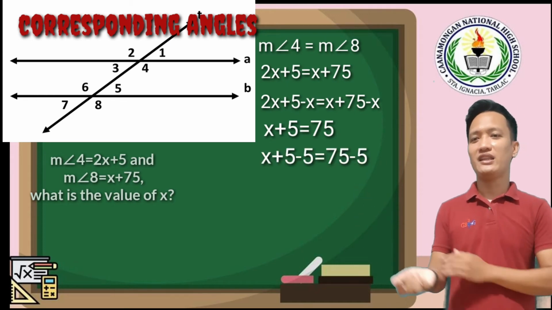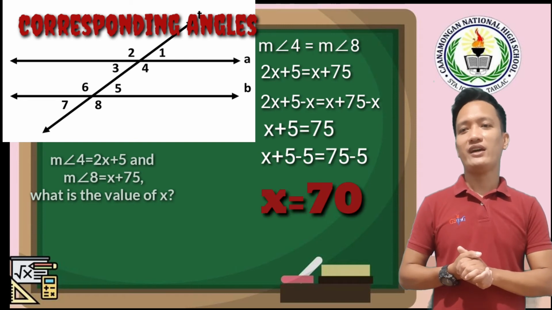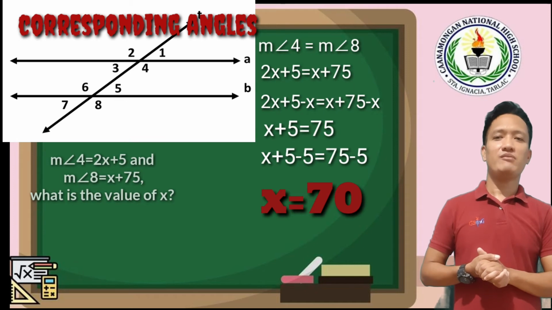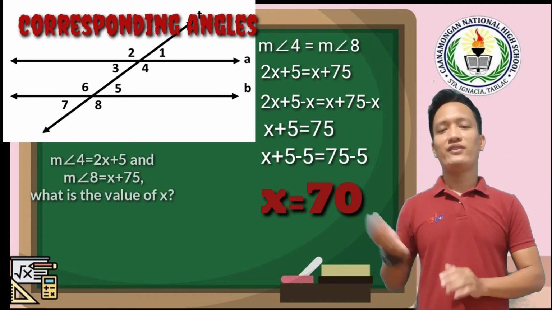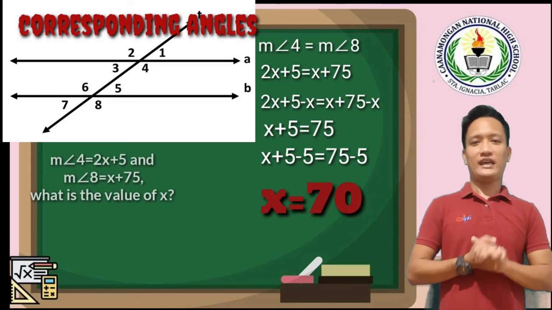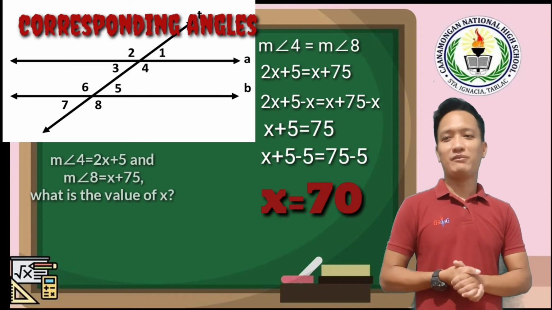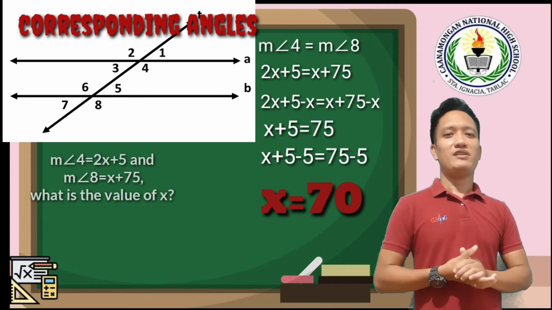So, syempre, we will add negative 5 on both sides. So, negative 5 plus 5 is already 0. So, that's cancelled. So, 75 minus 5 is equal to 70. Ayan. So, we already have the value of x. Ayan. May value pala si x. Ang value niya na napatunayan natin, na nasolve natin ay 70 degrees. Yan, palakpakan ng sarili.